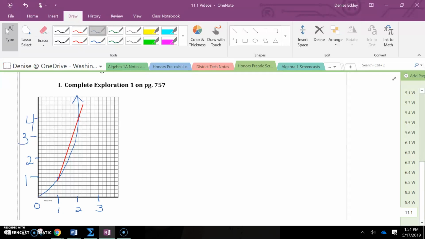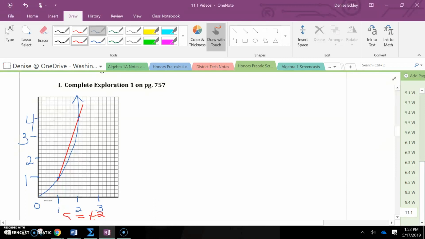Exploration 1 on page 757. So the first thing you're asked to do is to draw the figure at the bottom of 756, which is figure 11.1, which is the graph of s equals t squared. So this is the graph of s equals t squared, the blue graph.